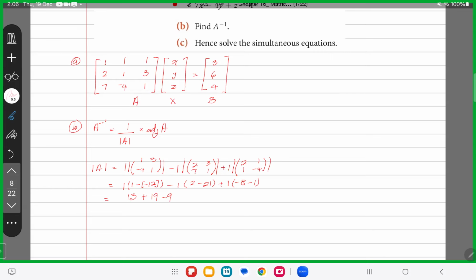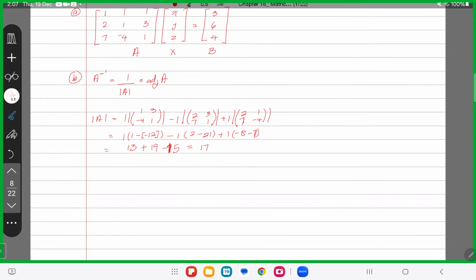So something is wrong. Oh, this was supposed to be 7. So this is 7. So this should be minus 15. So this is going to work out to be 17. So the determinant is 17.